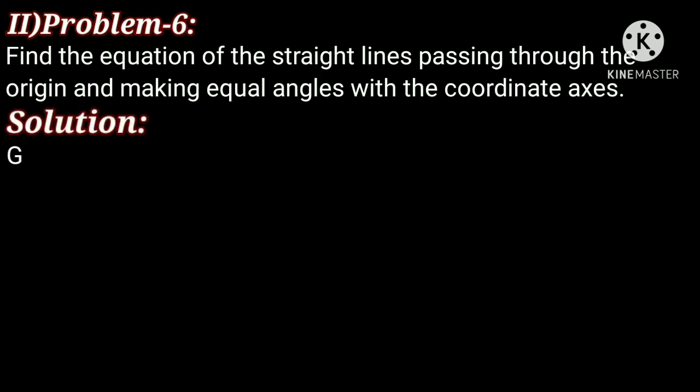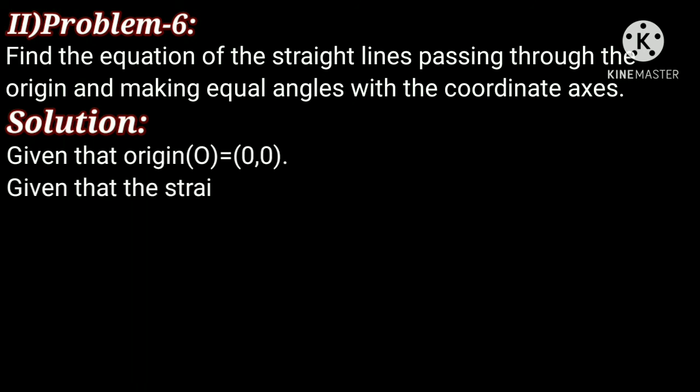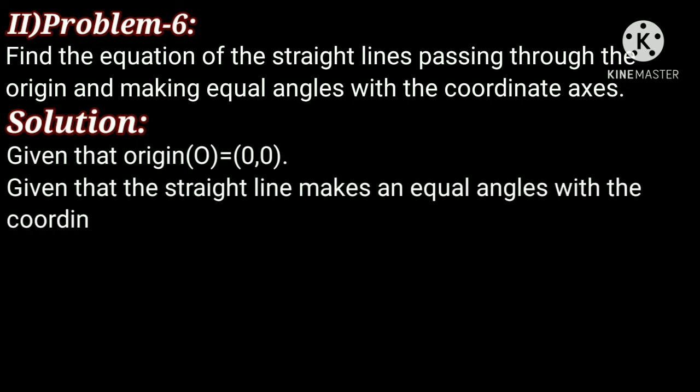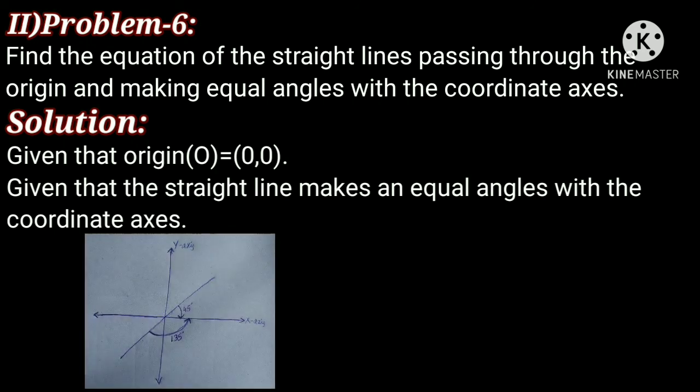Solution. Given that origin O equal to 0, 0 and also given the straight lines make equal angles with the coordinate axis. That means the required straight line passes through the origin and makes equal angles with the coordinate axis. That is, the required straight line makes 45 degrees in clockwise direction with the positive x-axis and 135 degrees in anti-clockwise direction with the positive direction of x-axis.